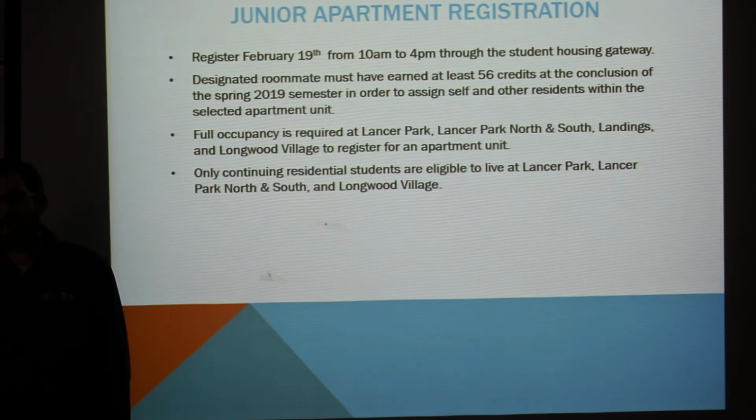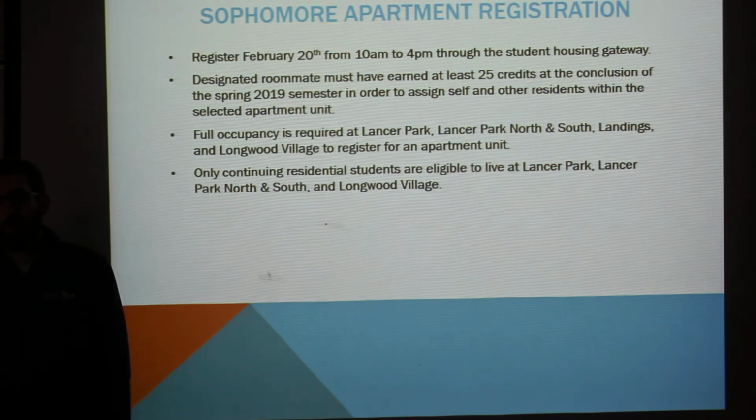Junior apartment registration day will take place February 19th from 10 a.m. to 4 p.m. through the Student Housing Gateway. The designated roommate must have earned at least 56 credits at the conclusion of the spring 2019 semester in order to assign self and other residents within the selected apartment unit. Full occupancy is once again required.